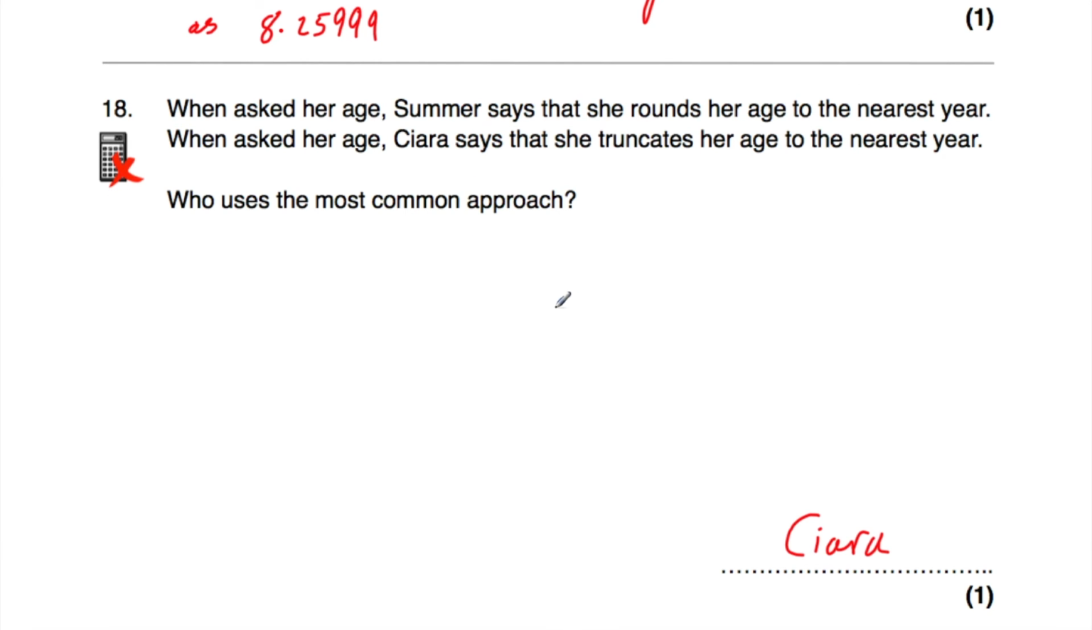Whereas Summer says that she rounds her age to the nearest year. Now, if Summer was 17 exactly and you asked her age, she would say she was 17. If she was 17 and a couple of months old, she would round that to the nearest year, so it would still be 17. But if it was 17 and a half exactly, so 17.5, she would say she was 18 because she's rounded up. And that's not normally what we do. We don't halfway through the year just round our age up to the next age. So whenever we're dealing with ages, we tend to truncate them. We don't go up to the next year until we've had our birthday, and so on. Okay, let's have a look at our next question, question number 19.